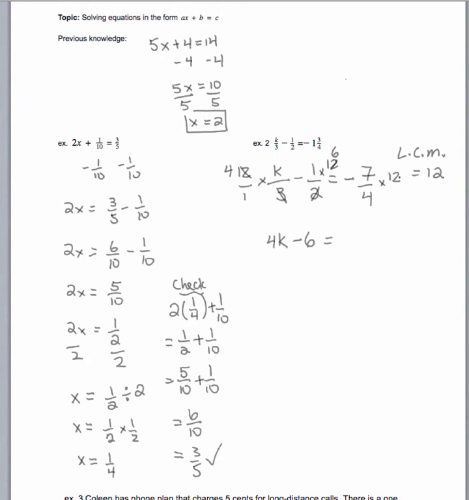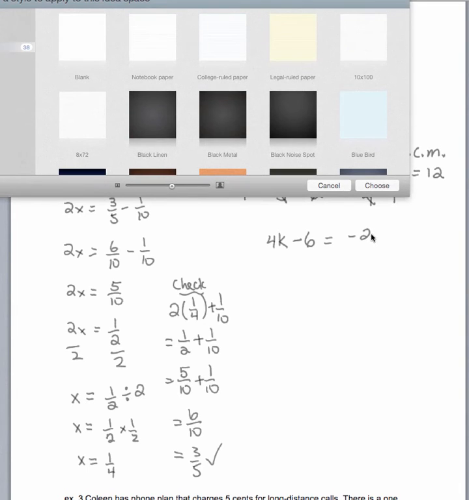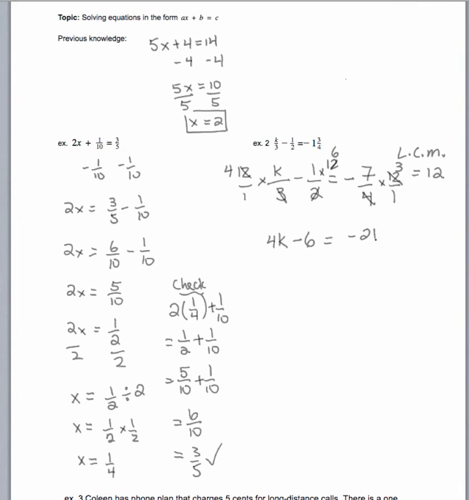This last part here, with a 12 over 1 and then a 4, I can reduce that to a 3, leaving me with a negative 21. But the important part here is that the denominator of 4 is now gone. What I have left is an equation that looks really weird. I don't know what happened there, but we have an equation that's just integers, and we no longer have to work with fractions.